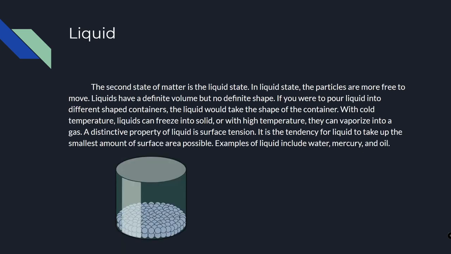The second state of matter is the liquid state. In liquid state, the particles are more free to move. Liquids have a definite volume but no definite shape. If you were to pour liquid into differently shaped containers, the liquids would take the shape of the container. With cold temperature, liquids can freeze into solid, or with high temperature, they can vaporize into a gas.